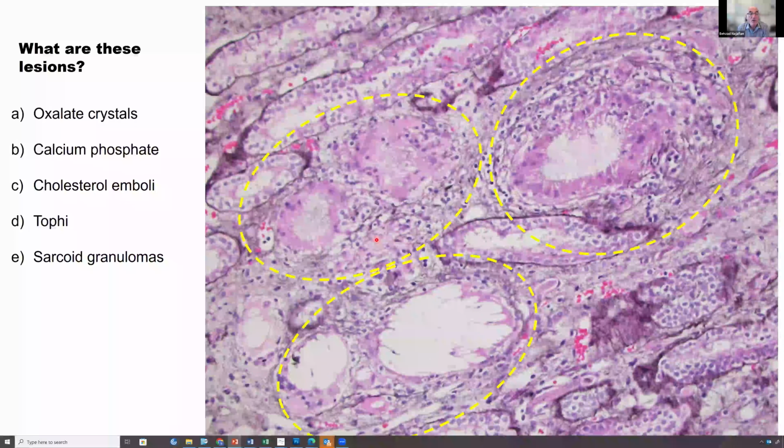Oxalate crystals, calcium phosphate, cholesterol emboli, tophi, or sarcoid granulomas. Cholesterol emboli and tophi. All right. Okay. Well, sometimes it can be a little bit tricky, but let's go over the findings.